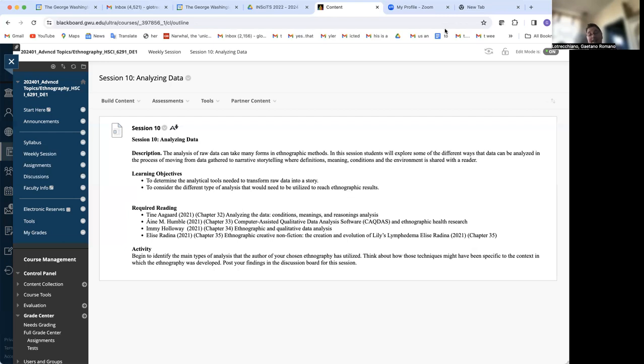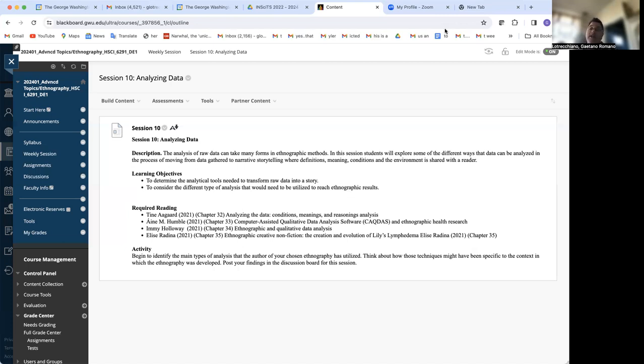And then the idea of ethnography as what I've been saying all along, I call it storytelling. This author, Radina, likes the word creative nonfiction. And this is a really interesting chapter because you get all the info about lymphedema, but then she gives you a little appendix to the chapter where it's written like an ethnography would be written, which should give you a flavor of what the type of writing is that's associated with ethnographic work.